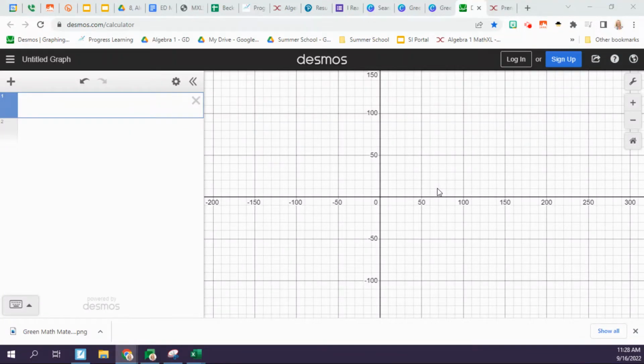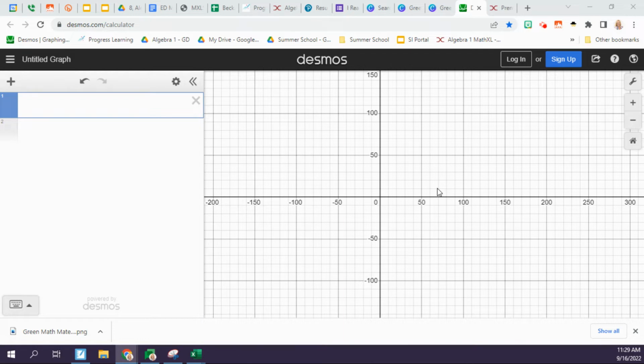So when questions ask you to solve a problem, they're asking for the solution. Solutions to equations are either going to be one solution, no solution, or infinitely many solutions. Infinitely many solutions is called an identity.